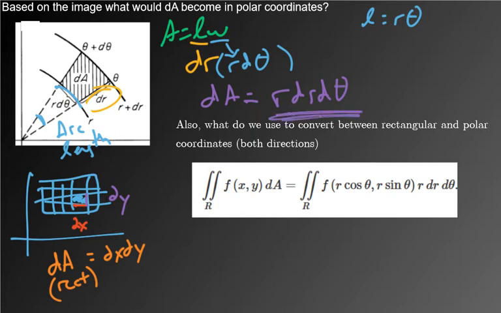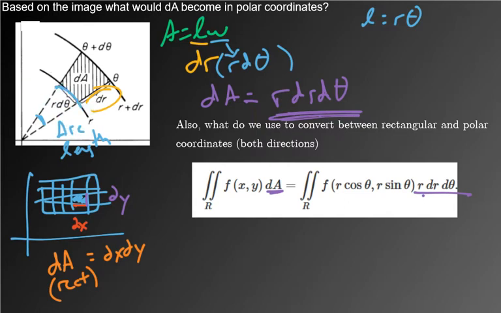It's kind of weird, but you can see it down here. dA is switching to r dr d theta, and it really just comes out of the area of a rectangle still, but it's like a polar rectangle, so you have to do that extra little part with arc length.